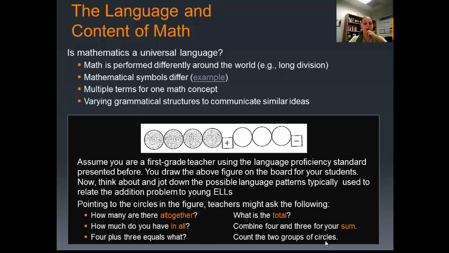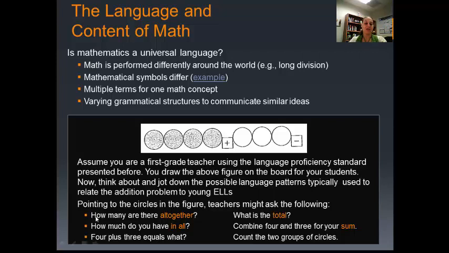Okay, so it would be something like you might ask some of the following questions. How many are there altogether? How much do you have in all? What is the total? 4 plus 3 equals what? Combine 4 and 3 for your sum. Or count the two groups of circles.